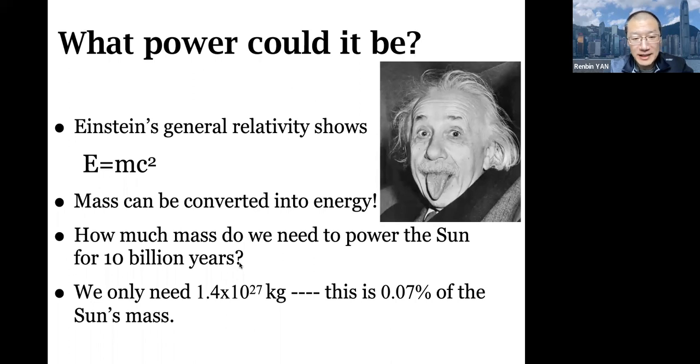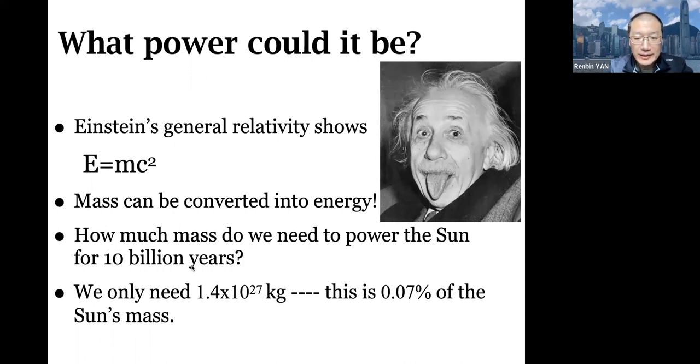Here, we don't need the whole sun anymore. We only need a tiny bit of the sun, less than 1%, even less than 0.1%. We only need about 0.07% of the sun's mass. We just convert that tiny fraction of the sun's mass into energy. That is sufficient to power the sun for about 10 billion years, which is actually the expected lifetime of the sun.